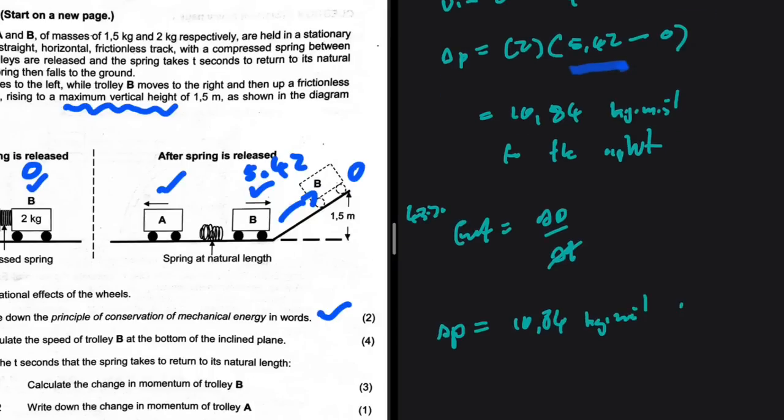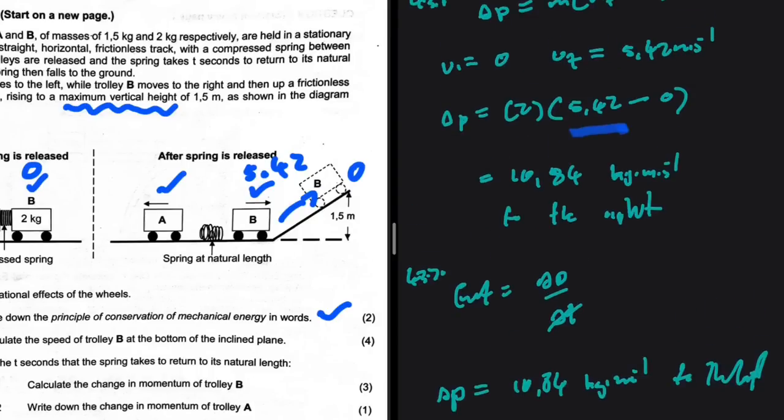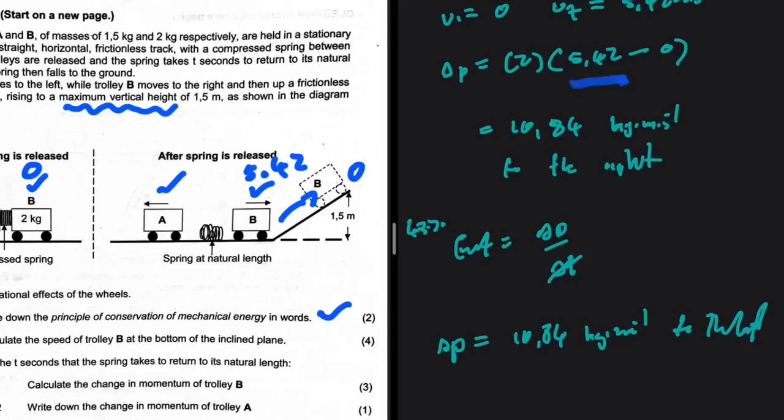To the left. All right. Maybe what we can talk about is the SI unit here. The question is saying change in momentum. It is not saying impulse. So should the SI unit be kg meters per second, or should it be newtons multiplied by second? Which one between the two? Kg meters per second or newtons multiplied by second?